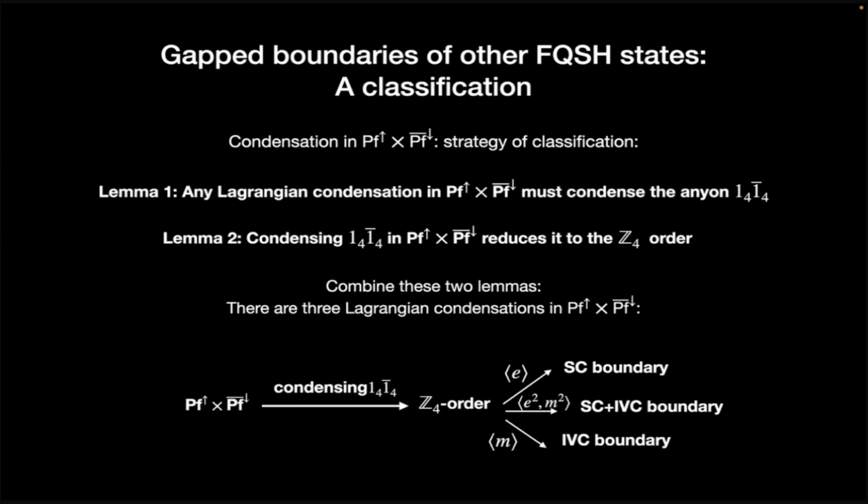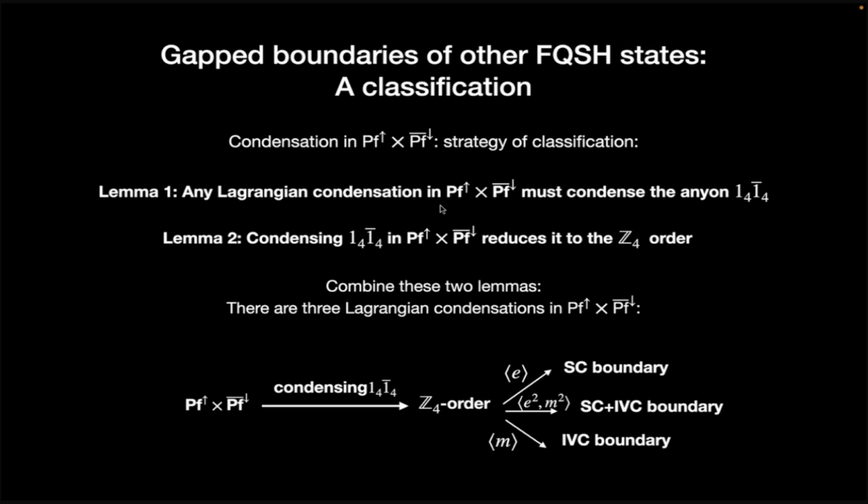Sorry, another question, also related to the diagram. How do you guarantee that we have at most 3 boundaries here? I think that's what this first lemma says. Any Lagrangian condensation must condense this anion, so it reduces to the Z4 order, and for the Z4 order there are only 3. So we have at most 3 gapped boundaries.